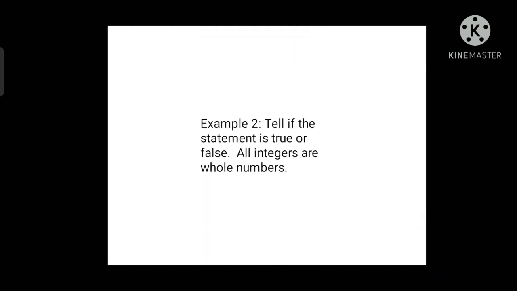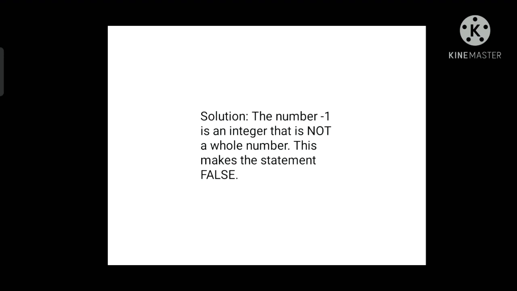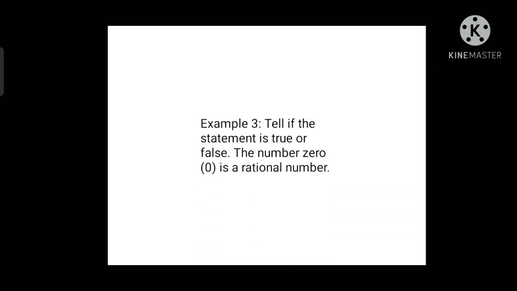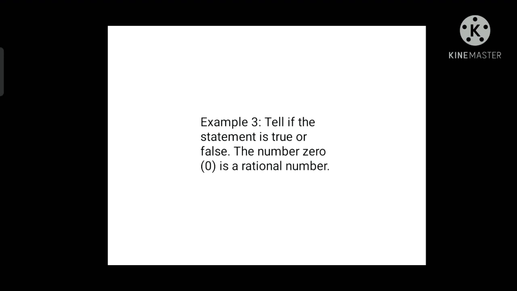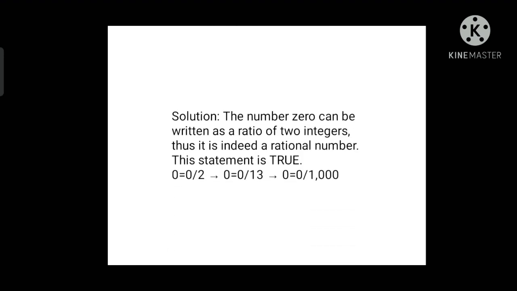So example 2, all integers are whole numbers. The number -1 is an integer that is not a whole number. So the statement is false. Example 3. The number 0 is a rational number. The number 0 can be written as a ratio of two integers. Thus, it is indeed a rational number. So the statement is true.